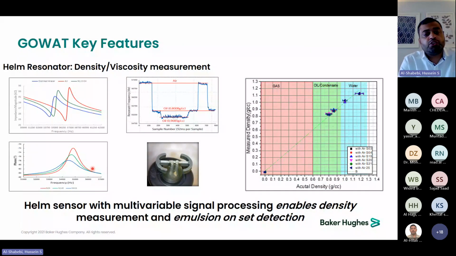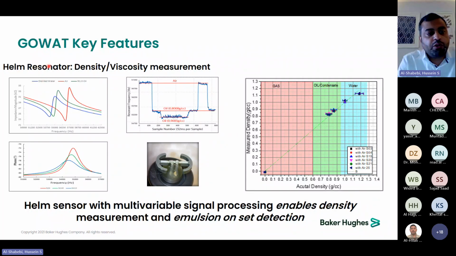This sensor, we are also adding it to GoWatt. So basically GoWatt is similar to PAI. It has three sensors: SAT, the spinners, and the optical sensors, which have two measurements, refractive index and fluorescence. And we are replacing the resistance with the piezo helm resonator.